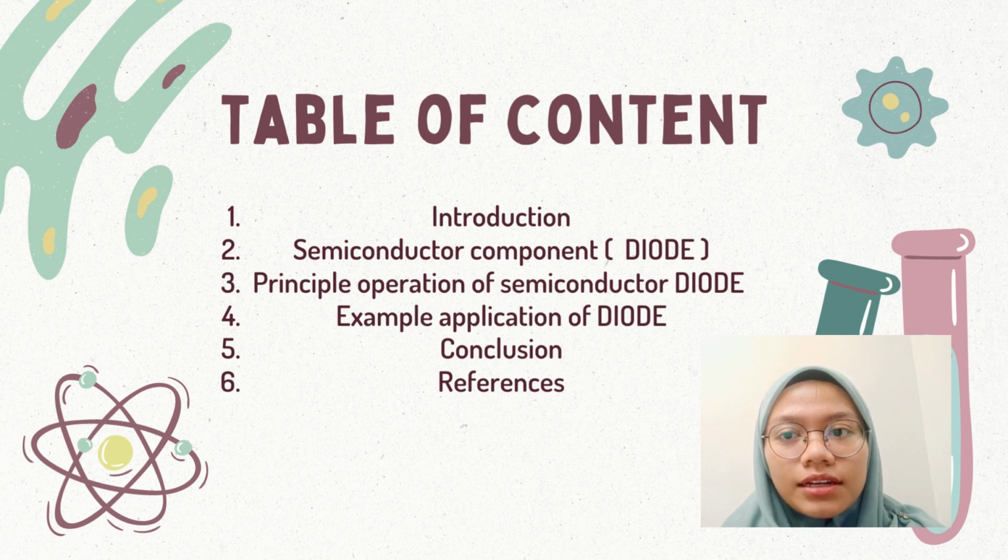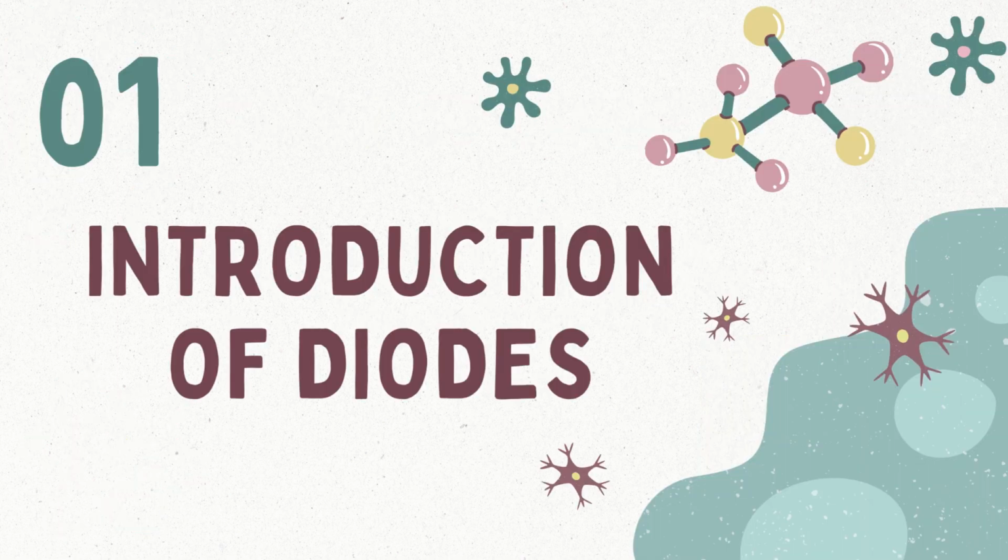Next, table of contents. First, we have introduction. Second, semiconductor component, which is diode. Third, principal operation of semiconductor diode. Fourth, example application of diode. Second last is conclusion, and lastly is reference.